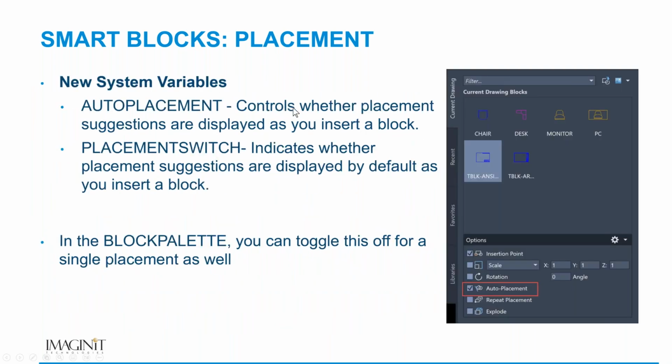So there's an auto placement setting that controls whether or not placement suggestions are displayed as you insert the block, and a placement switch indicates whether placement suggestions are displayed by default as you insert it. And in the block palette, you can toggle this auto placement off for a single instance. Then when you toggle this off and place your block, it'll come back on the second time you come back.